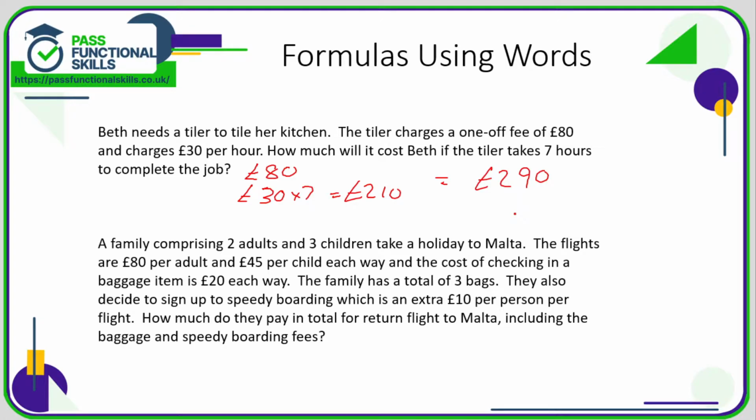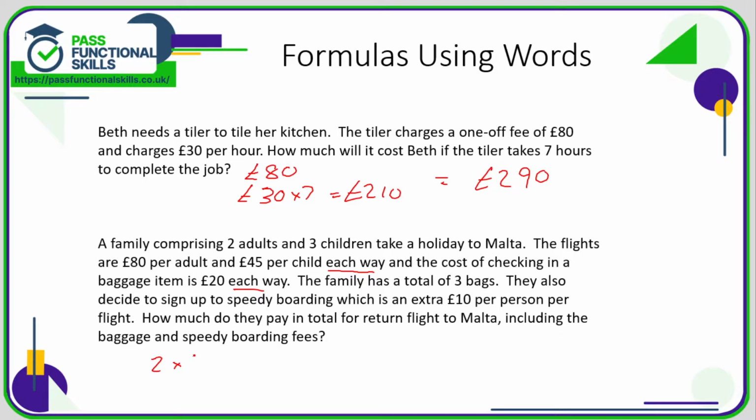Again, this next question is quite easy, but very easy to get it wrong. We need to be careful with things like each way. So 2 adults, 3 children is £80 per adult each way. So that means it's 160 return. So it's 2 times the return flight for adults. That's what I mean by the formula using words, return flights for adults.